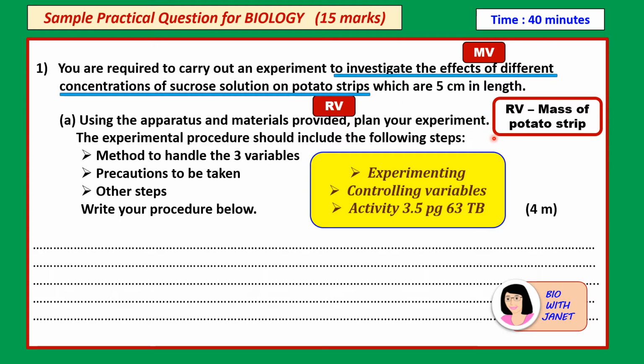All right. Now, what about your constant variable, the CV? The CV is not the length of the potato strip, because it doesn't mean it has to be exactly 5 cm in length. Actually, we are measuring the mass for the RV, so this is not actually the CV. The CV, or constant variable, is the time taken to immerse or soak the potato strip in the sucrose solution.